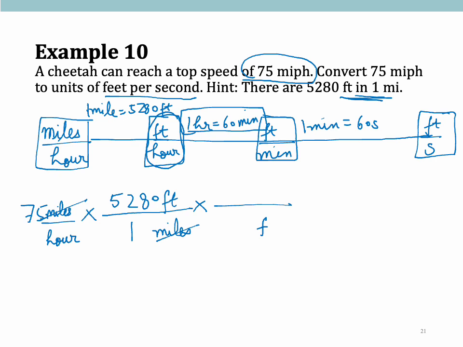Oh, sorry, not feet. Feet is done, right? We are done with the feet. What we need to do is convert hours to minutes. That's my conversion this time. Sorry, we are converting hours to minutes.